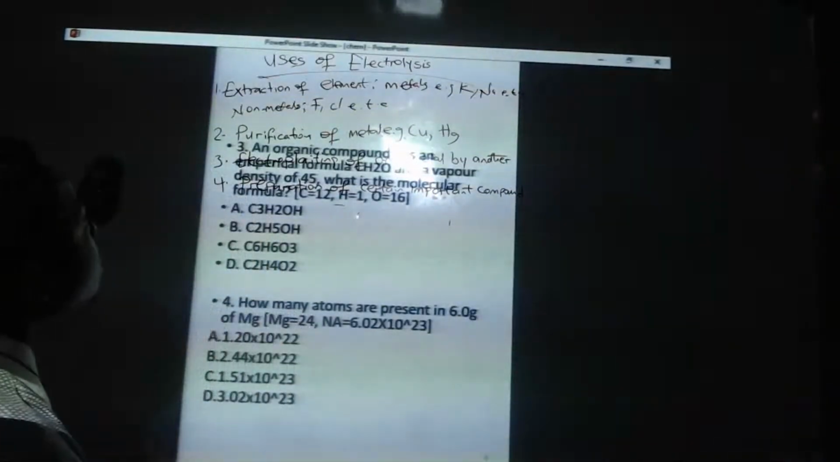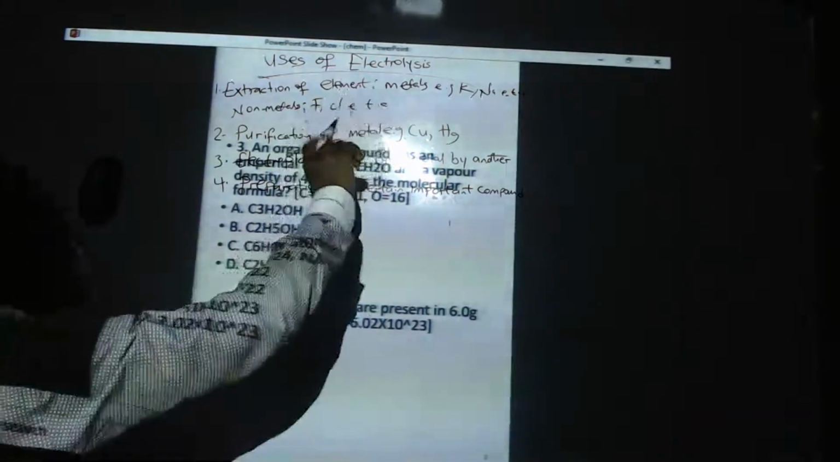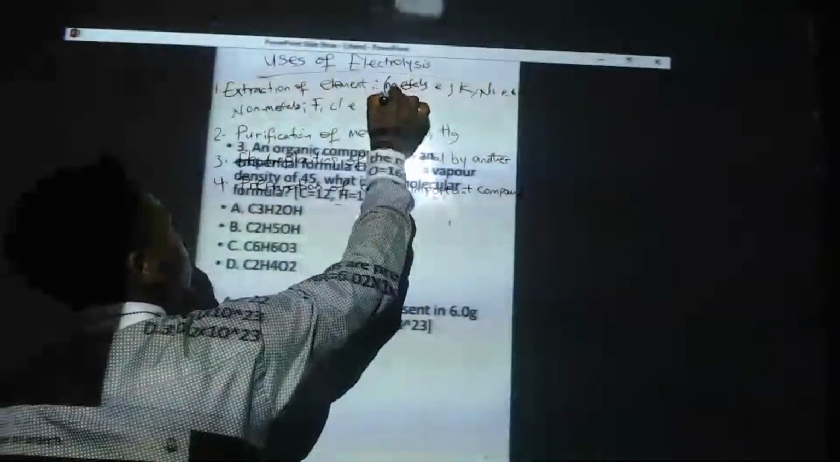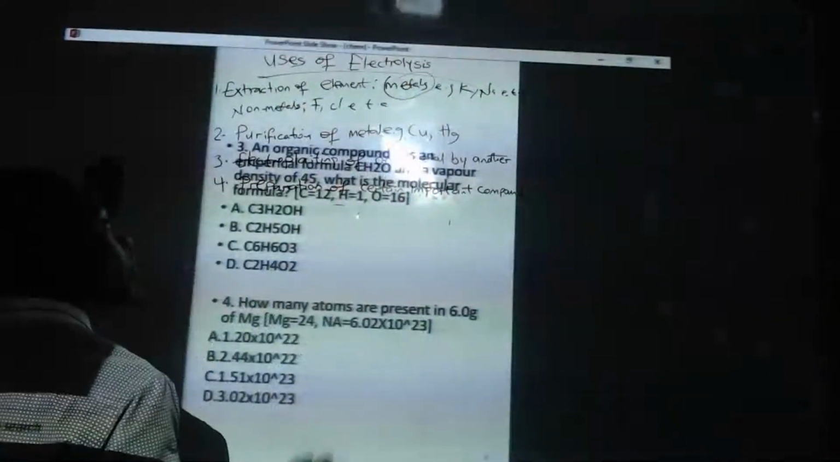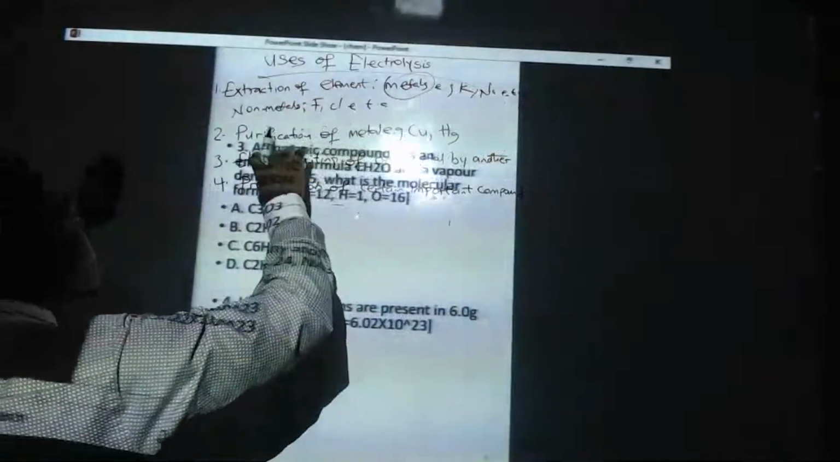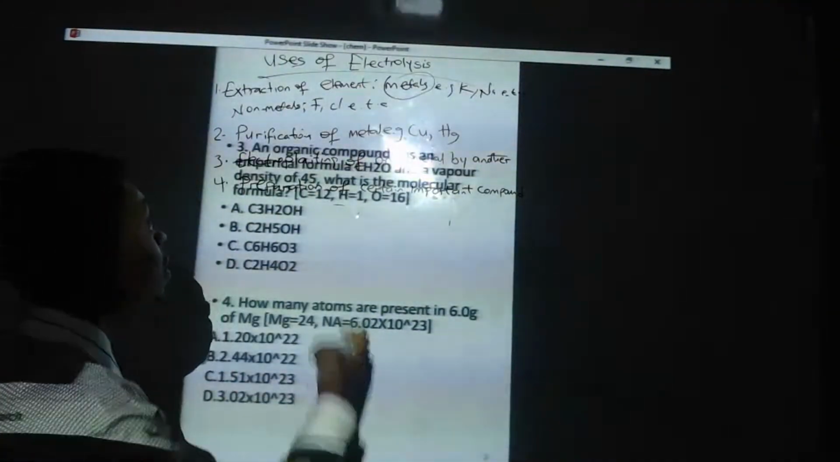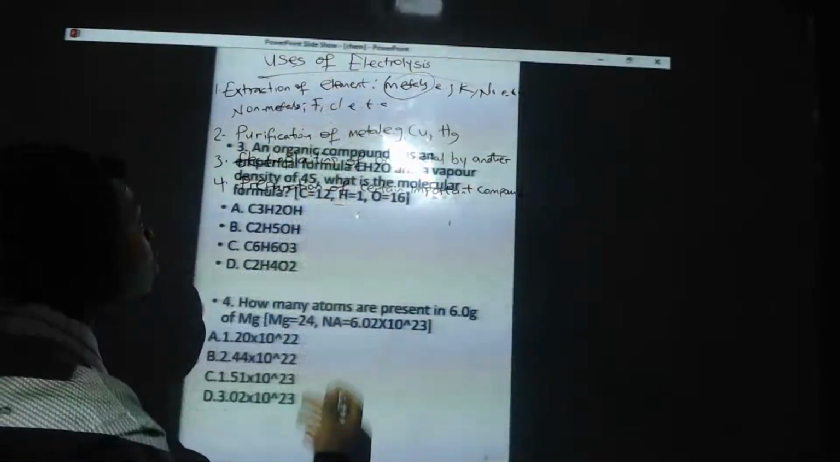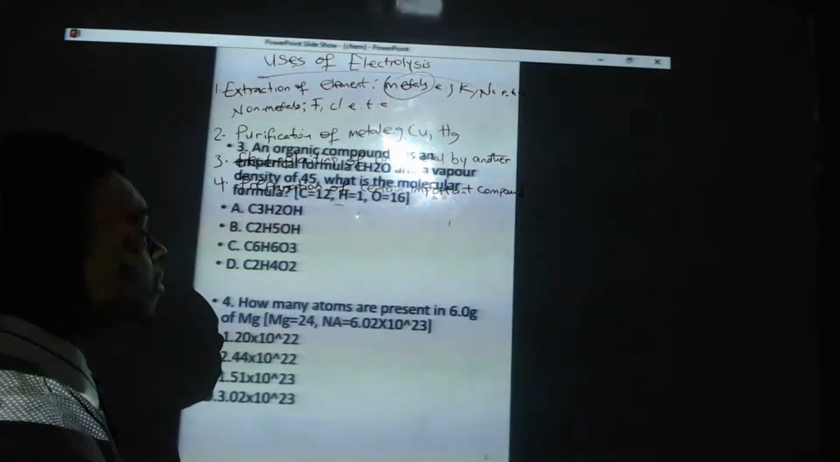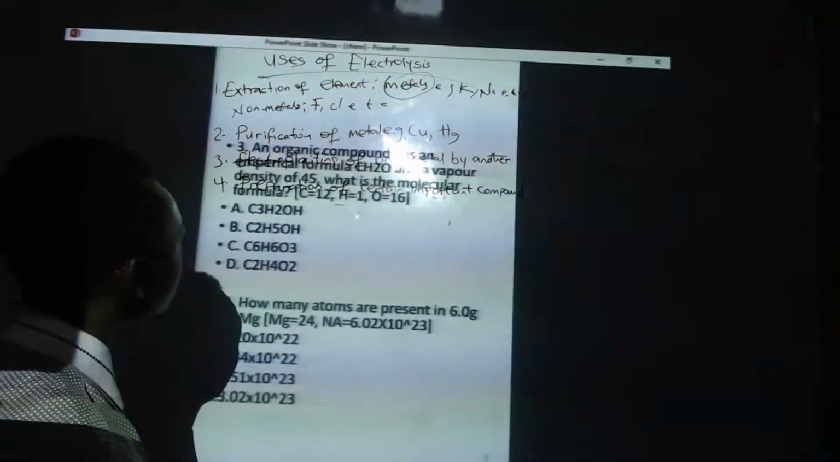Okay, these are the uses of electrolysis, the main uses of electrolysis. Used to extract elements. When you talk of element, talk of metals and non-metal. When you talk of metal, talk of sodium, potassium, and the rest. Then non-metal, talk of their ores, in extracting the ores of this non-metal. An example here is fluorine, chlorine. The next one is purification of metals, such as copper, mercury.